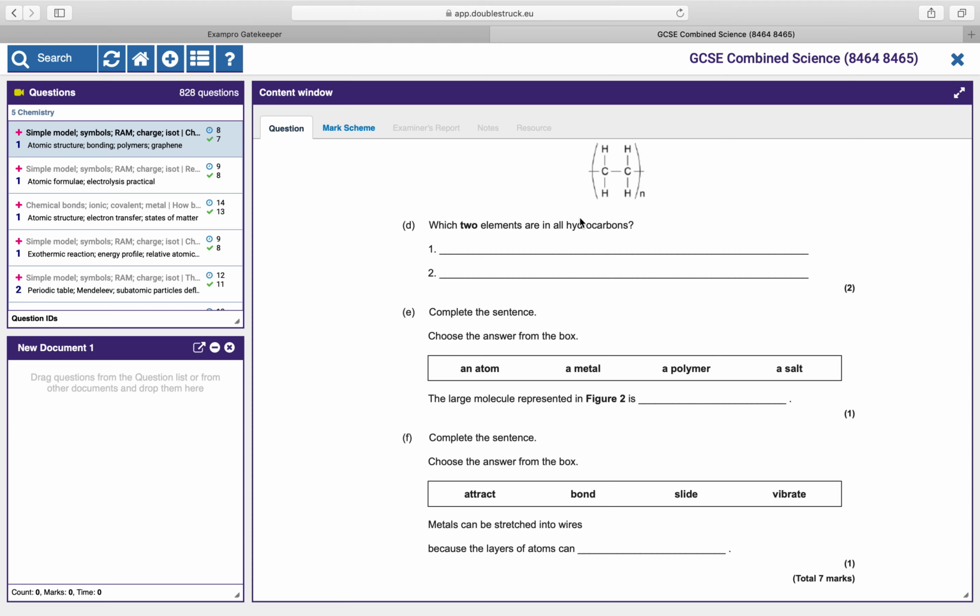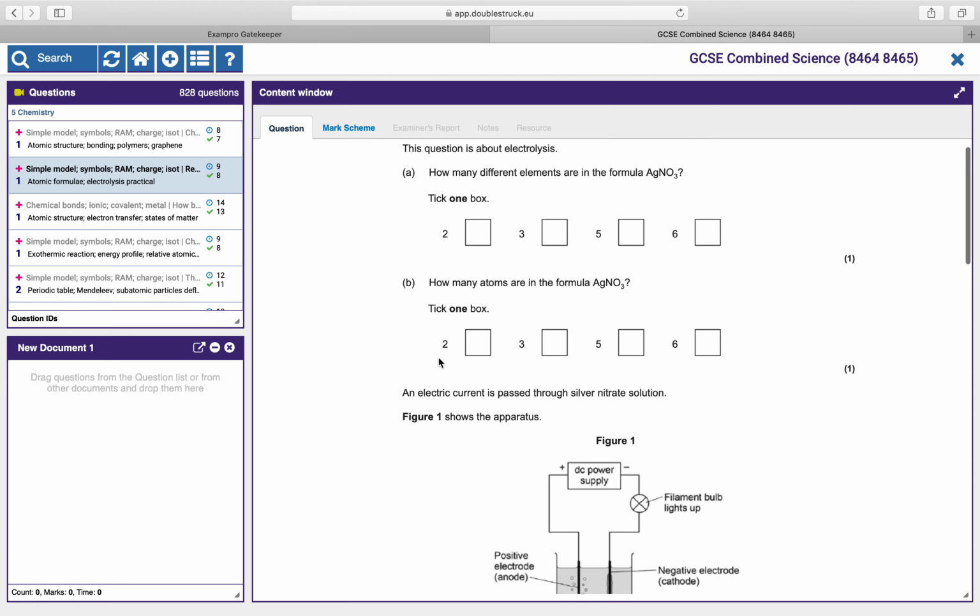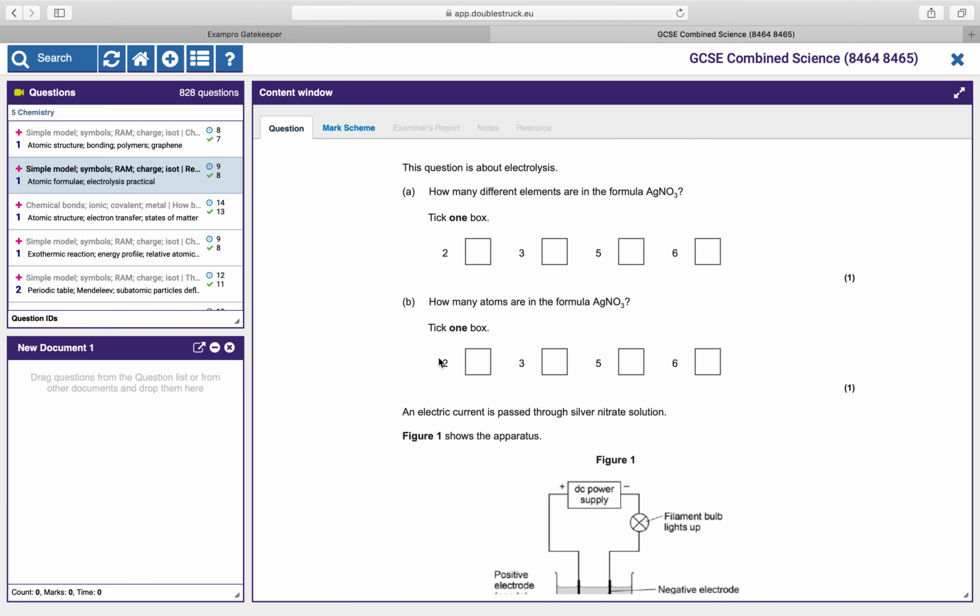Complete the sentence, choose the answer from the box. Metals can be stretched into wires because the layers of the atoms can slide. I think that's a fairly simple one there. All right, let's have a look at some other questions that generally come up. This one is about electrolysis.